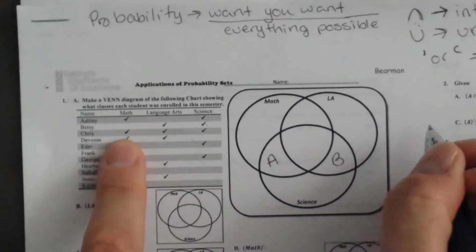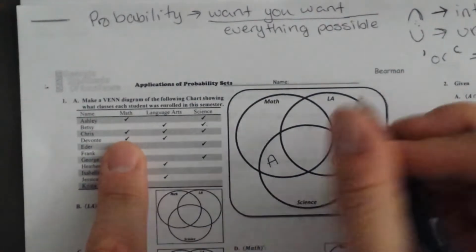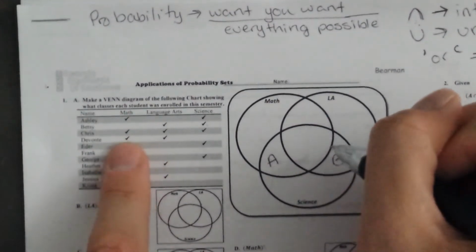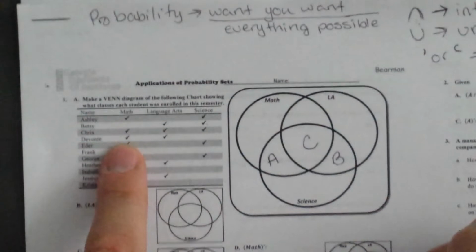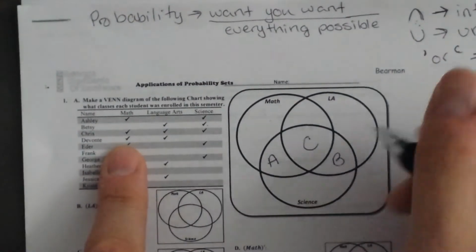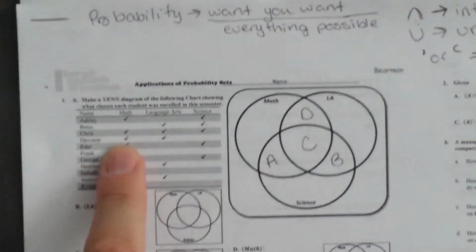And then we've got Chris. Chris has a full load this semester. He's taking all 3 courses, math, language arts, and science. We're going to put a C in the middle. Devontae is taking math and language arts. So again, we're going to put him here.